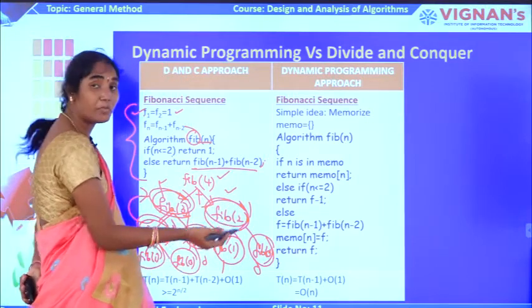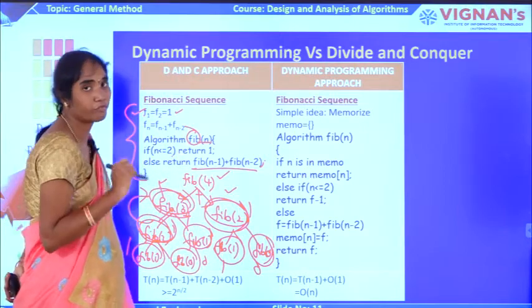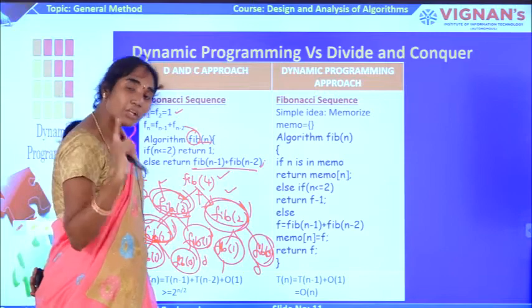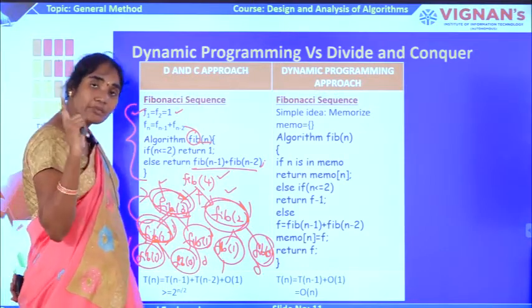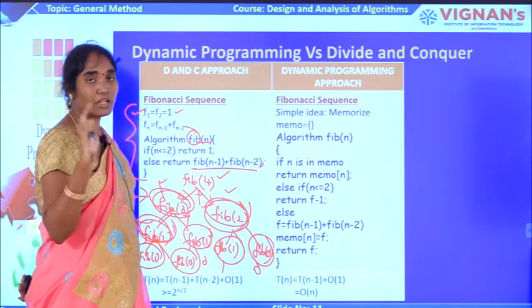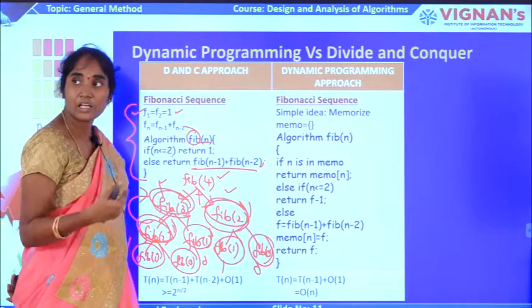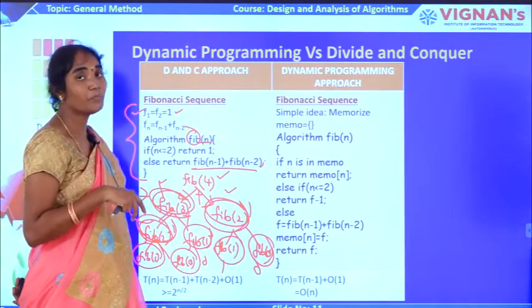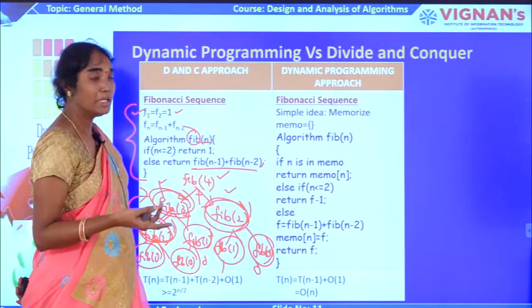Whereas in dynamic programming approach, what happens is, only once I will find this fib of 2 value, and only once I will find this fib of 3 value. So only once I will find the sub problem solution, only once I will solve it, and I will reutilize it again and again to have the solution for the larger problem instance.